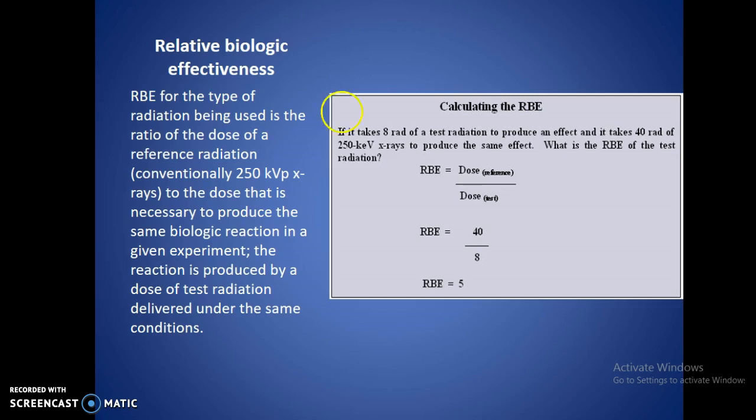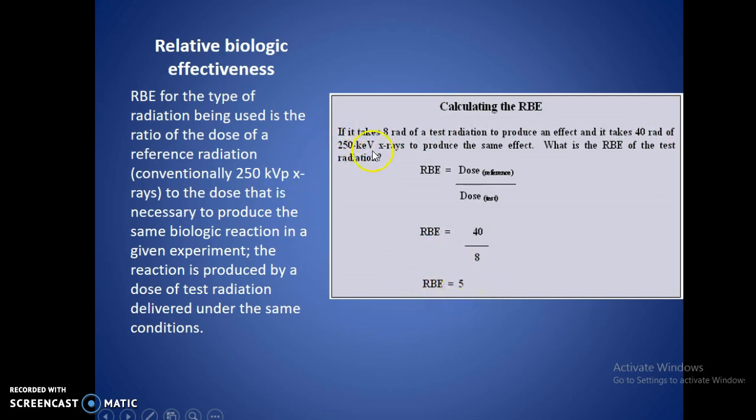RBE, relative biologic effectiveness, depends on the type of radiation being used. It is the ratio of the dose of reference radiation, which is conventionally 250 kVp, to the dose that is necessary to produce the same biologic reaction in a given experiment. This is mainly for experiments, to compare them and make sure we know what kind of dose the patient is getting. The reaction is produced by a dose of test radiation delivered under the same conditions. You'll typically get a question like this, calculating the RBE. Generally, you just divide the two numbers, 40 by 8, to give you a relative biologic effectiveness of 5 in this particular case.